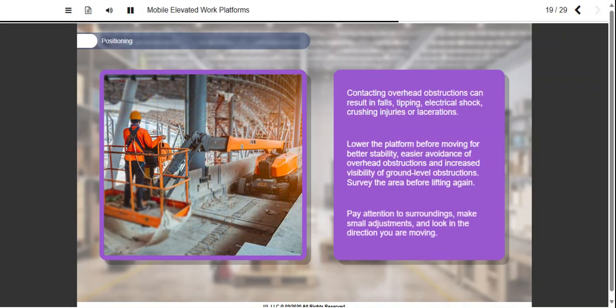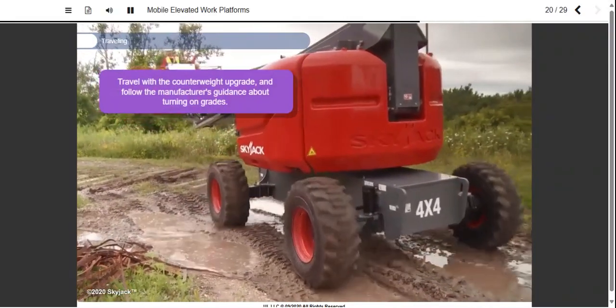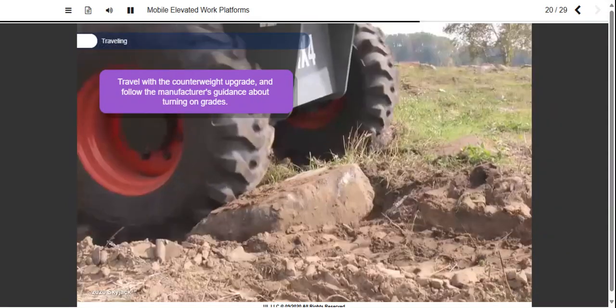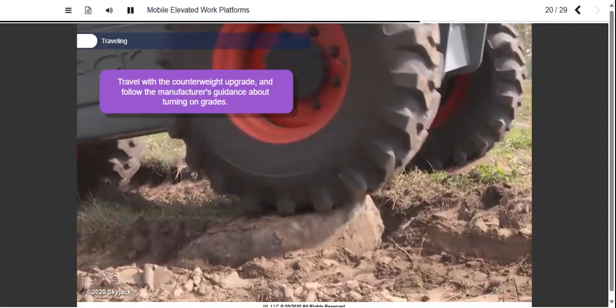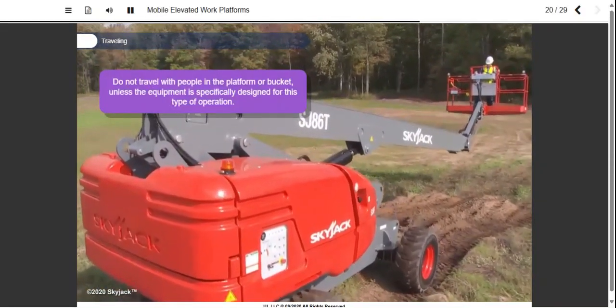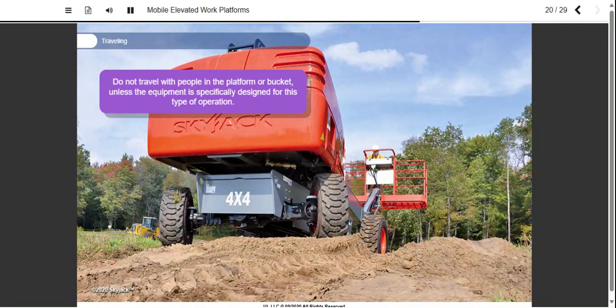Operators should pay attention to their surroundings when making small adjustments to the equipment's position. Look in the direction you are moving. To prevent tipping, always travel with the counterweight upgrade. Follow the manufacturer's guidance about turning while you are on graded or sloped surfaces. Do not travel with people in the platform or bucket unless the equipment is specifically designed for this type of operation.